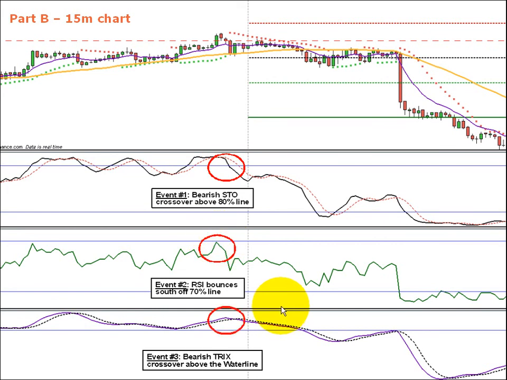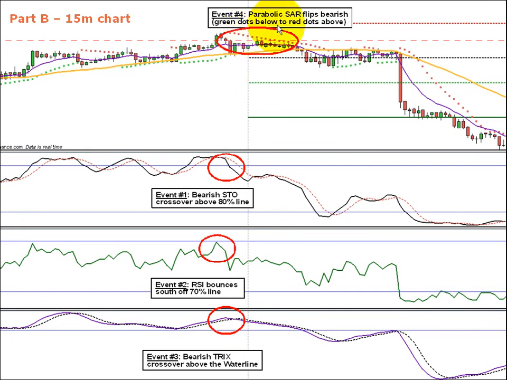And we had this indicator here. This is TRIX, which is pretty similar to MACD. I don't actually use this one. I'm just showing you how you can use different signals together. It crossed through its trigger line above its water line, this blue 0 line right in the middle. So 3 different oscillators crossing bearish.